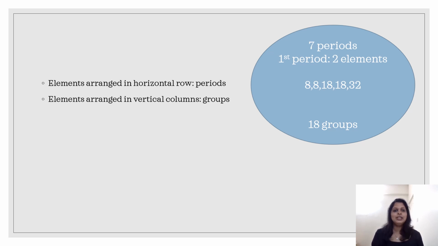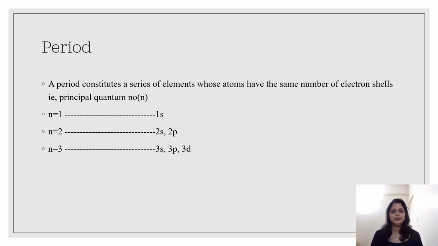In a periodic table, you can see horizontal rows and vertical columns. The horizontal rows are called periods and the vertical columns are called groups. There are 7 periods and 18 groups in the periodic table. Out of the 7 periods, the first period has only 2 elements, and the rest of them have more elements. So this is a general idea: in a periodic table, you have periods and groups.